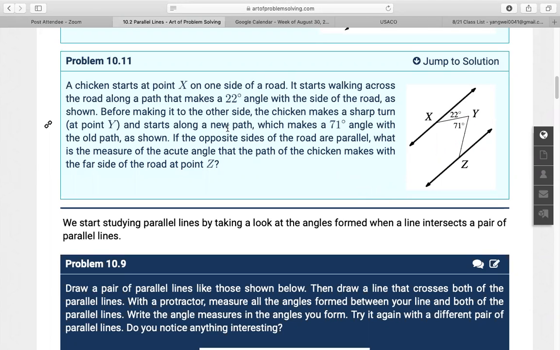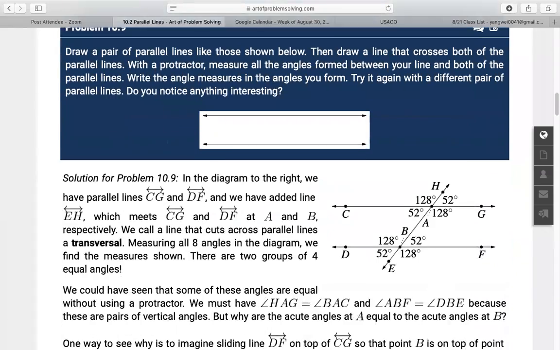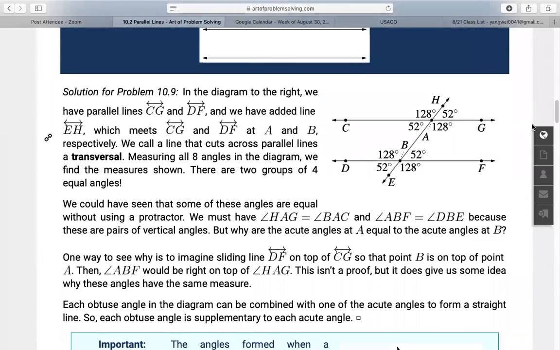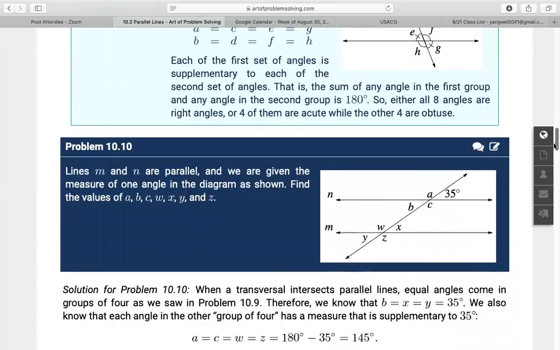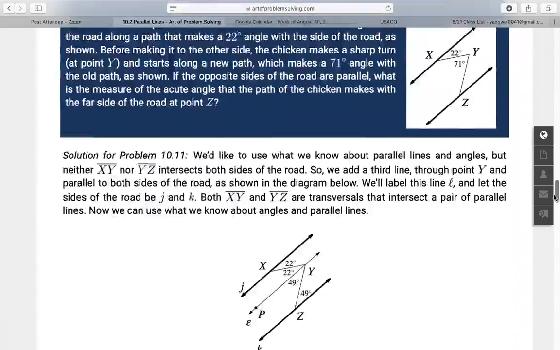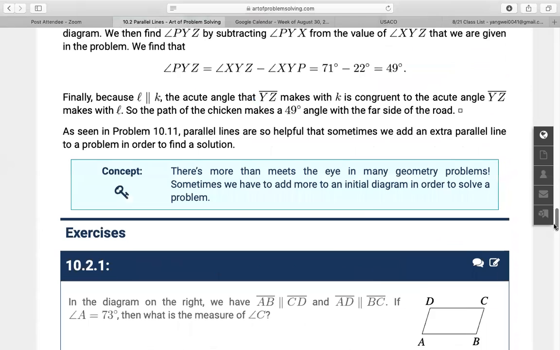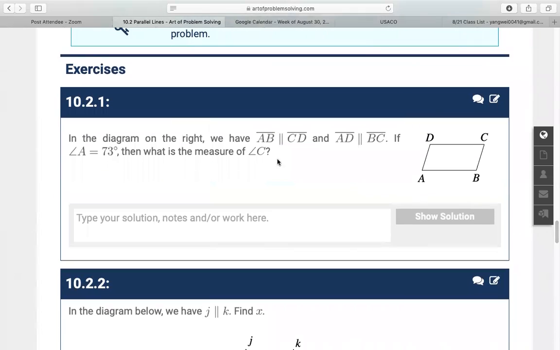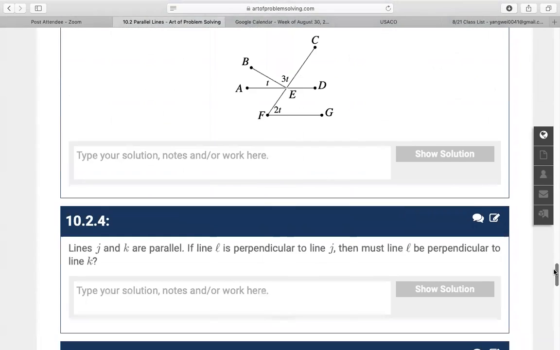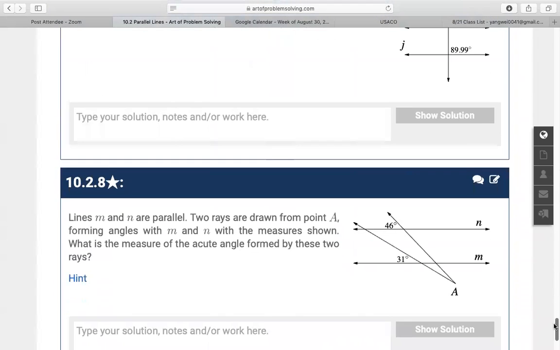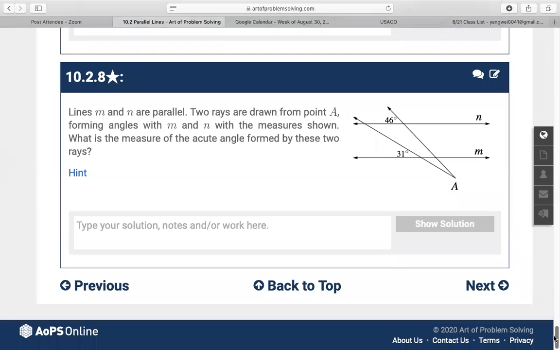Now, we already finished this section. Now let's see your homework. That will be all the exercise problems from 10.2.1 to 10.2.8. Okay, so we can stop here.